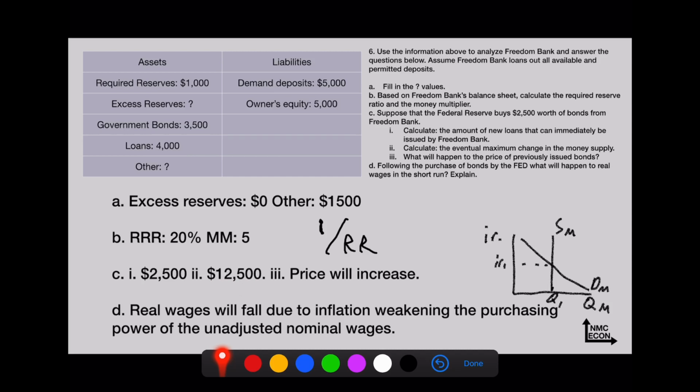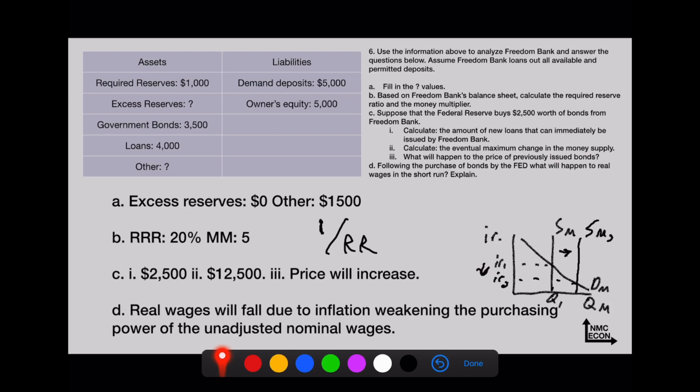Now, what will happen to the price of previously issued bonds? It's going to increase, and here's why. When this Fed or central bank buys bonds, they're increasing the supply of money, SM2. You can see it here, right? What's that do to the interest rate? Well, it's pushing down the interest rate, IR2. There is an inverse relationship between interest rates and bond prices. If interest rates go down, the price of previously issued bonds go up, probably because they carry a higher relative interest rate. They pay more. Now the interest rate's low, so those old bonds are more attractive to financial investors.